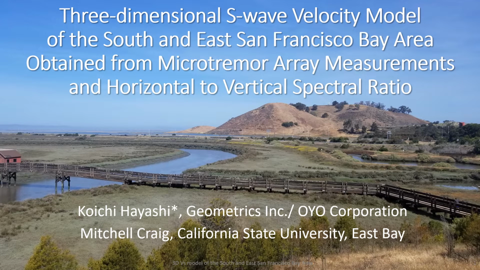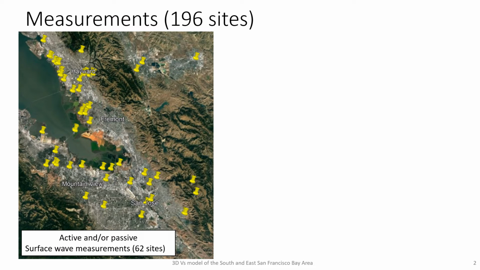Today, I'd like to introduce the application of passive surface method using seismic ambient noise to delineate 3D S-wave velocity structure at South and East San Francisco Bay Area. Left-hand side is the site we carried out active and passive surface measurement or array measurement. We have dispersion curves at these 62 sites.